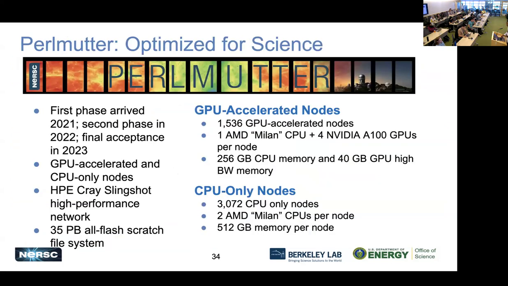And so Perlmutter originally arrived in 2021 and achieved final acceptance in 2023. And this is just a breakdown of the overall architecture of each of our nodes that are available. These will be the systems that we'll be doing our hands-on activities on today.